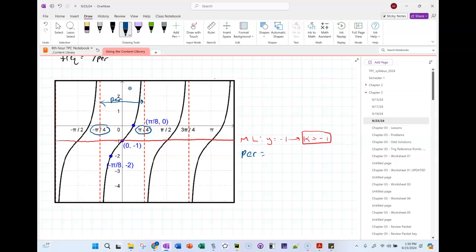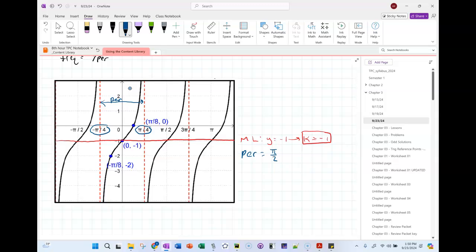Not pi. 1 pi. Not 1 pi. Not 2 pi. 1 over 2 pi. So half a pi, right? Pi/2. Right? Because we go a quarter from -pi/4 to 0, and then another quarter from 0 to pi/4. 2 quarters is a half. Is everybody okay with how I did that?